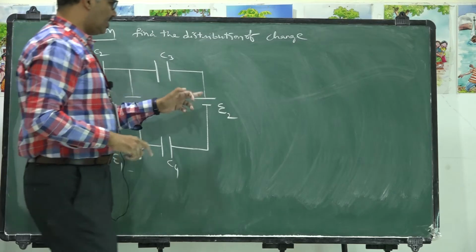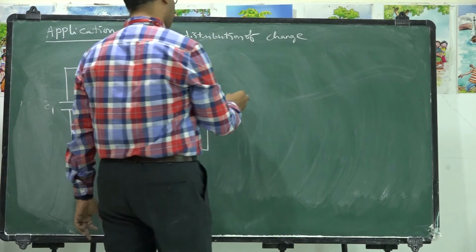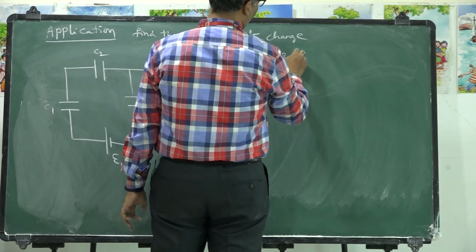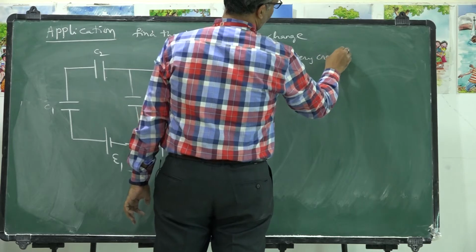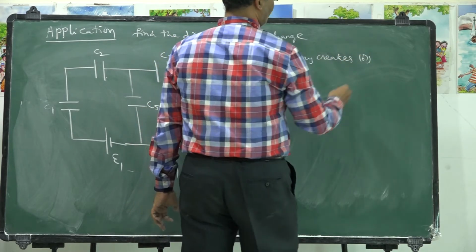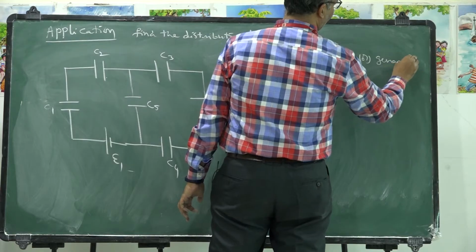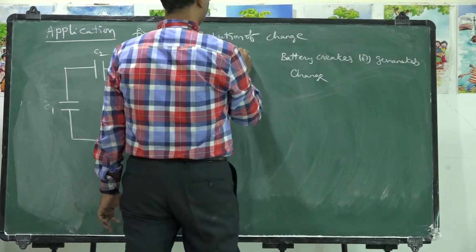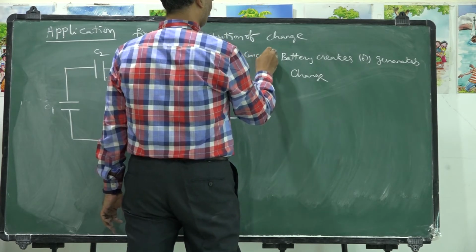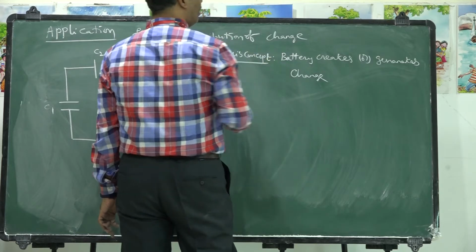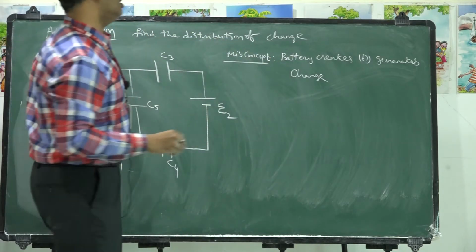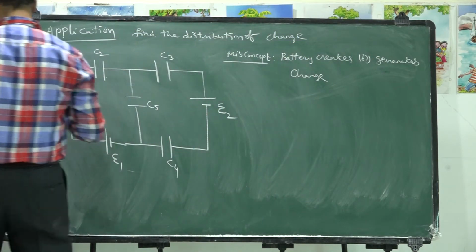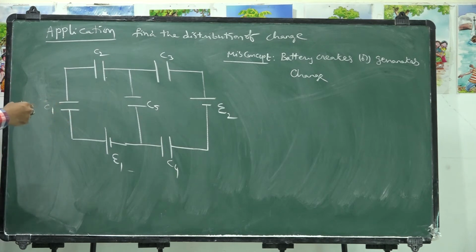Always remember that here is a cell. We have a misconception. What is the misconception? Battery creates or generates charge. It is the misconception. What is the correct concept? Battery will not create or generate the charge. Just it makes the charge to move in the circuit. Hence it is acting like a pump.